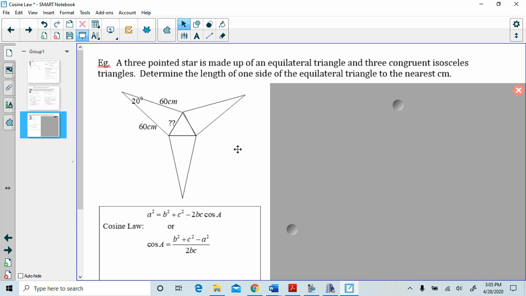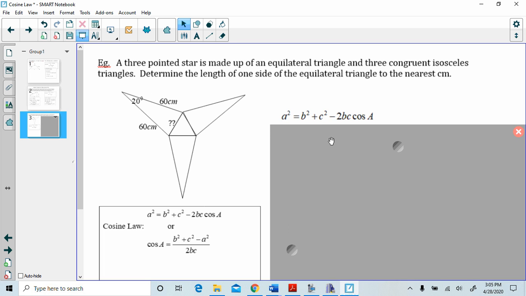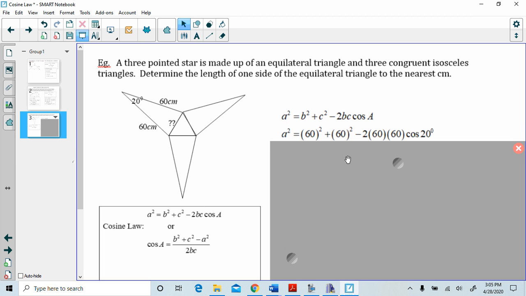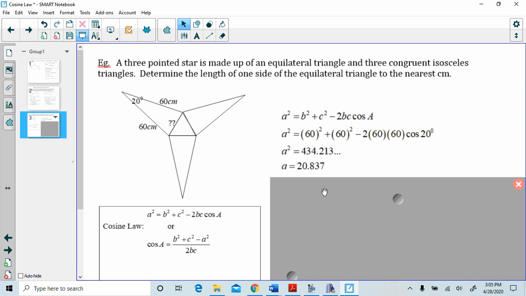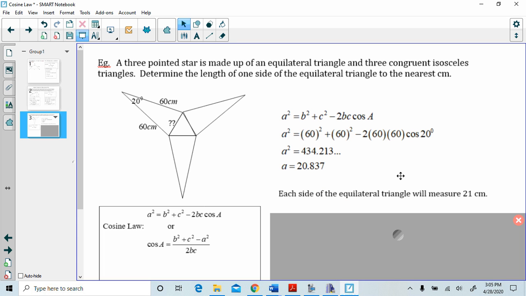Okay, so we're going to go through and set up again. So here's our starting equation: a squared equals b squared plus c squared minus 2bc times cosine of a. And then we'll just sub our values in. So we've got 60 squared plus 60 squared minus 2 times 60 times 60 times cos of 20. And then we just get this when it's all multiplied and added. And then square root that, and we get 20.837. And then round to the nearest centimeter. So we get 21 centimeters.